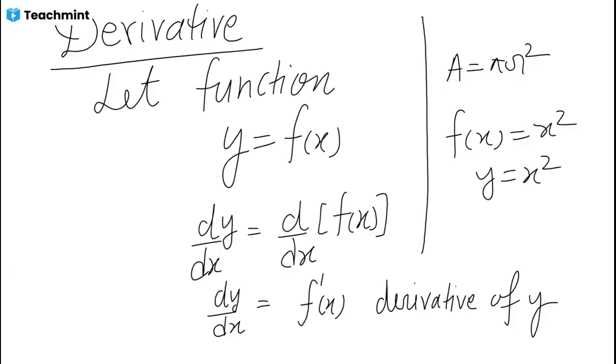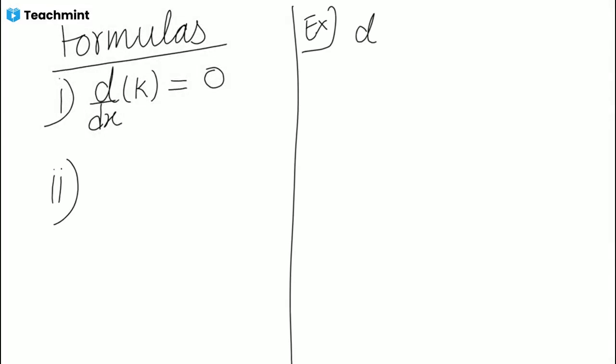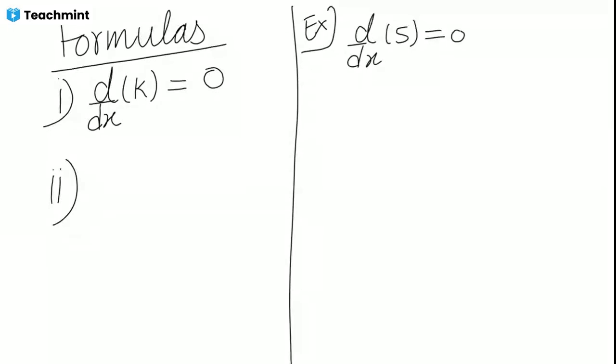Okay, let's move forward. Because differentiation means rate of change, the differentiation or derivative of a constant will be zero, because there is no change. So for example, if we find the derivative of 5, because this is a constant, we'll get 0.